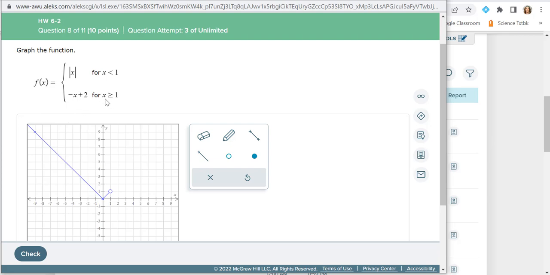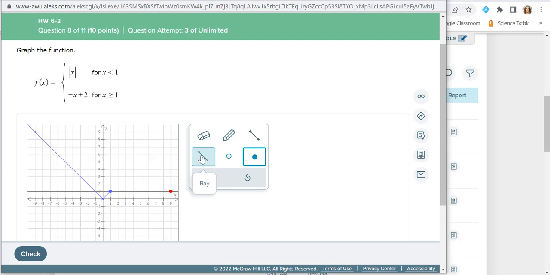All right, the second piece of the piecewise defined function is y equals negative x plus 2 for x greater than or equal to 1. So since it's an equal to, I'm going to grab the solid dot. When x is 1, negative 1 plus 2 is 1. So here at (1, 1), I'm going to put a solid dot.